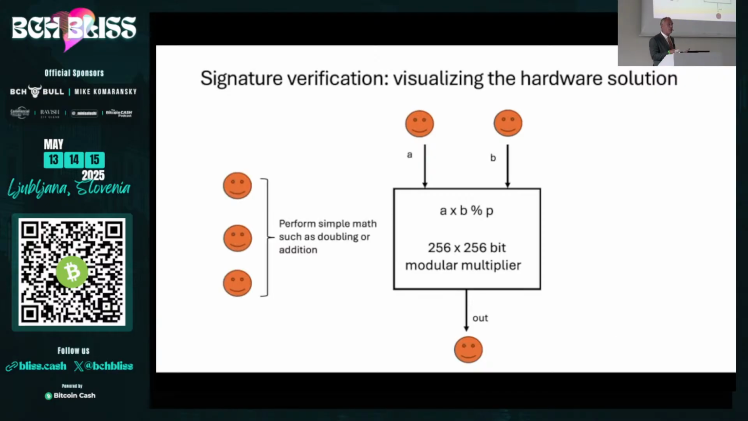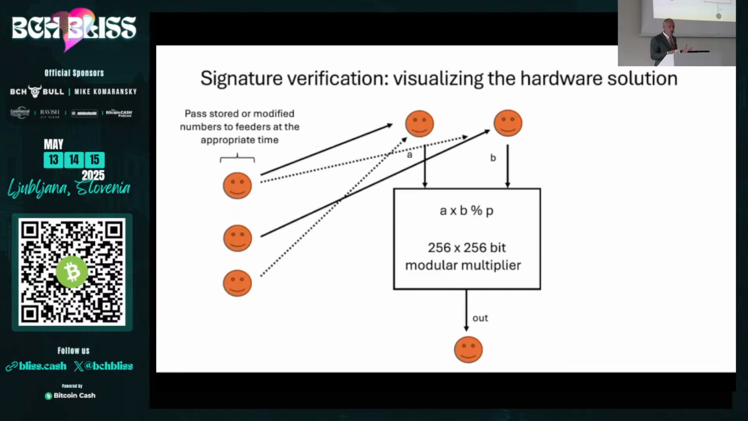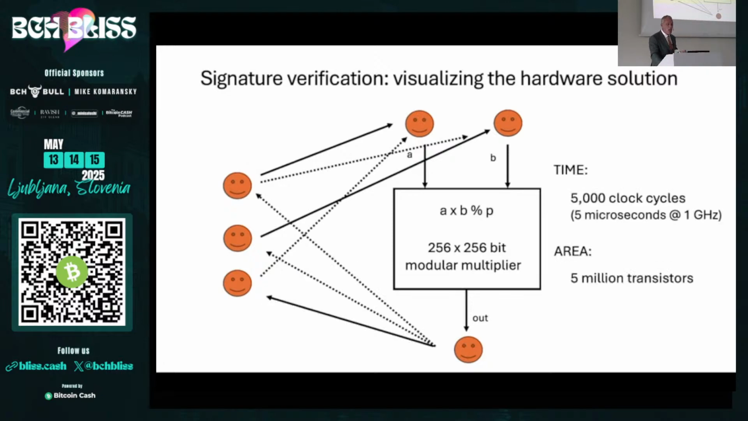We have workers over here, and they grab some of those numbers. They might double some, they might add some. They perform a simple computation, and their job is to send those numbers back to the feeders at the right time in the sequence to carry out this algorithm. And if you organize your workers just right, which means if you design the supporting hardware circuit just right, you can carry out the signature check in about 5,000 clock cycles. At 1 gigahertz, that works out to about 5 microseconds. And it takes about 5 million transistors to do this.